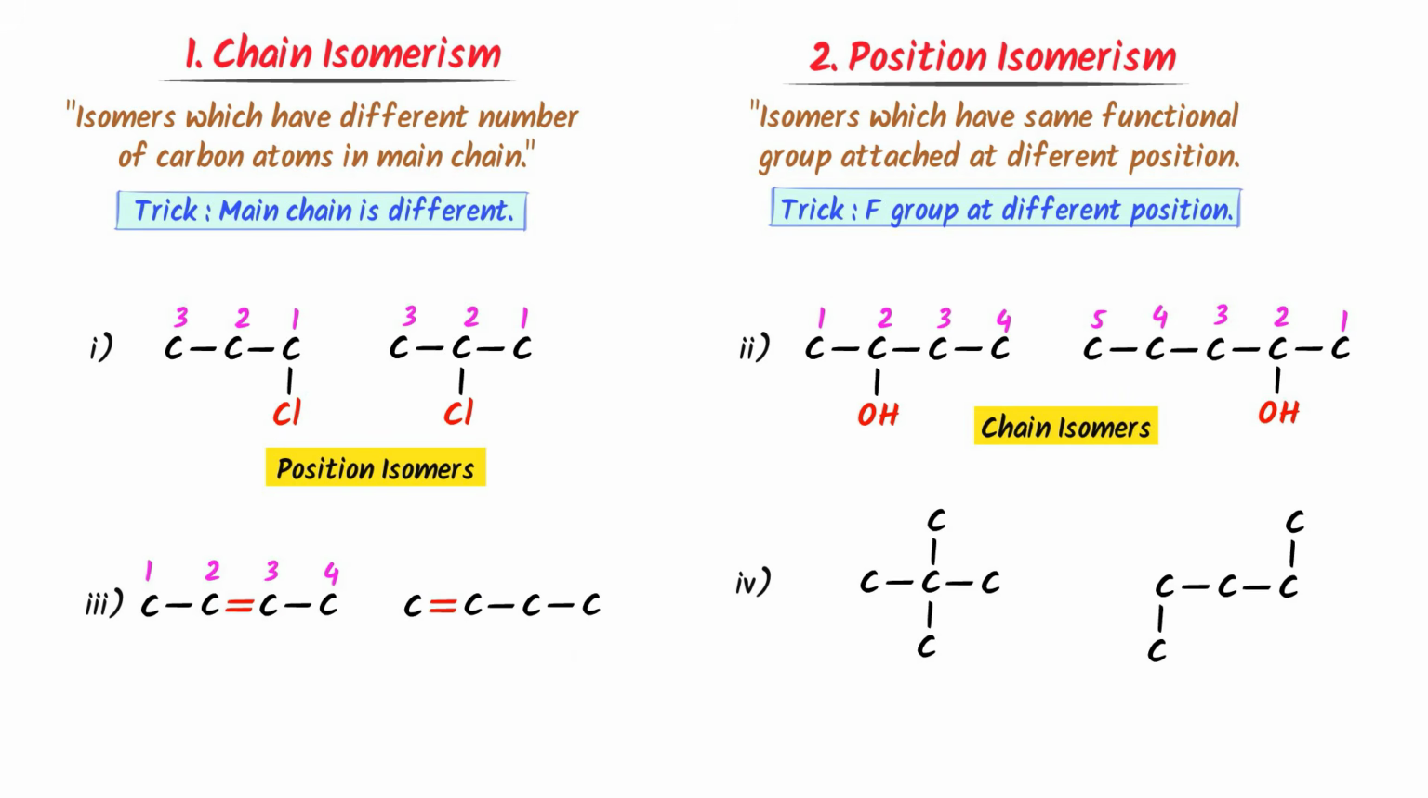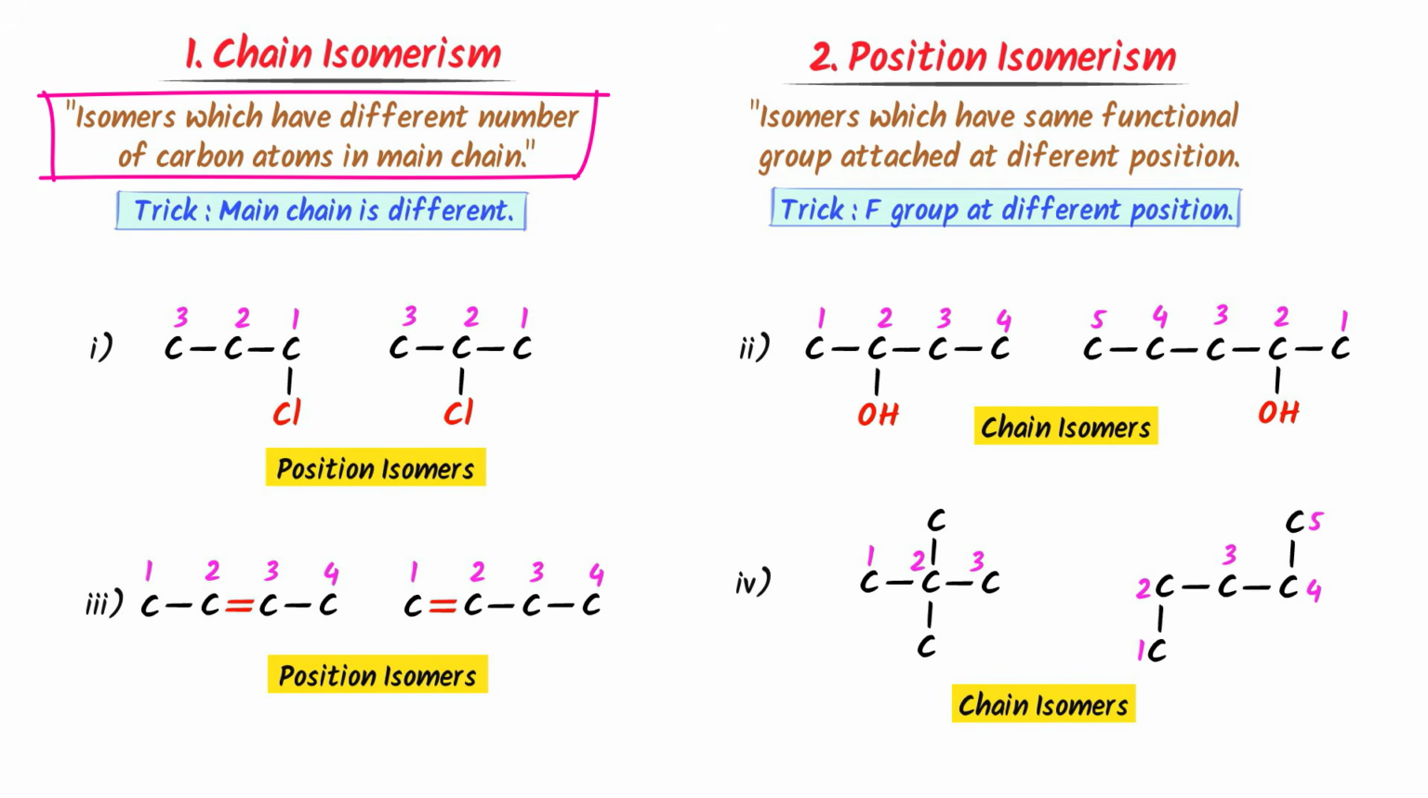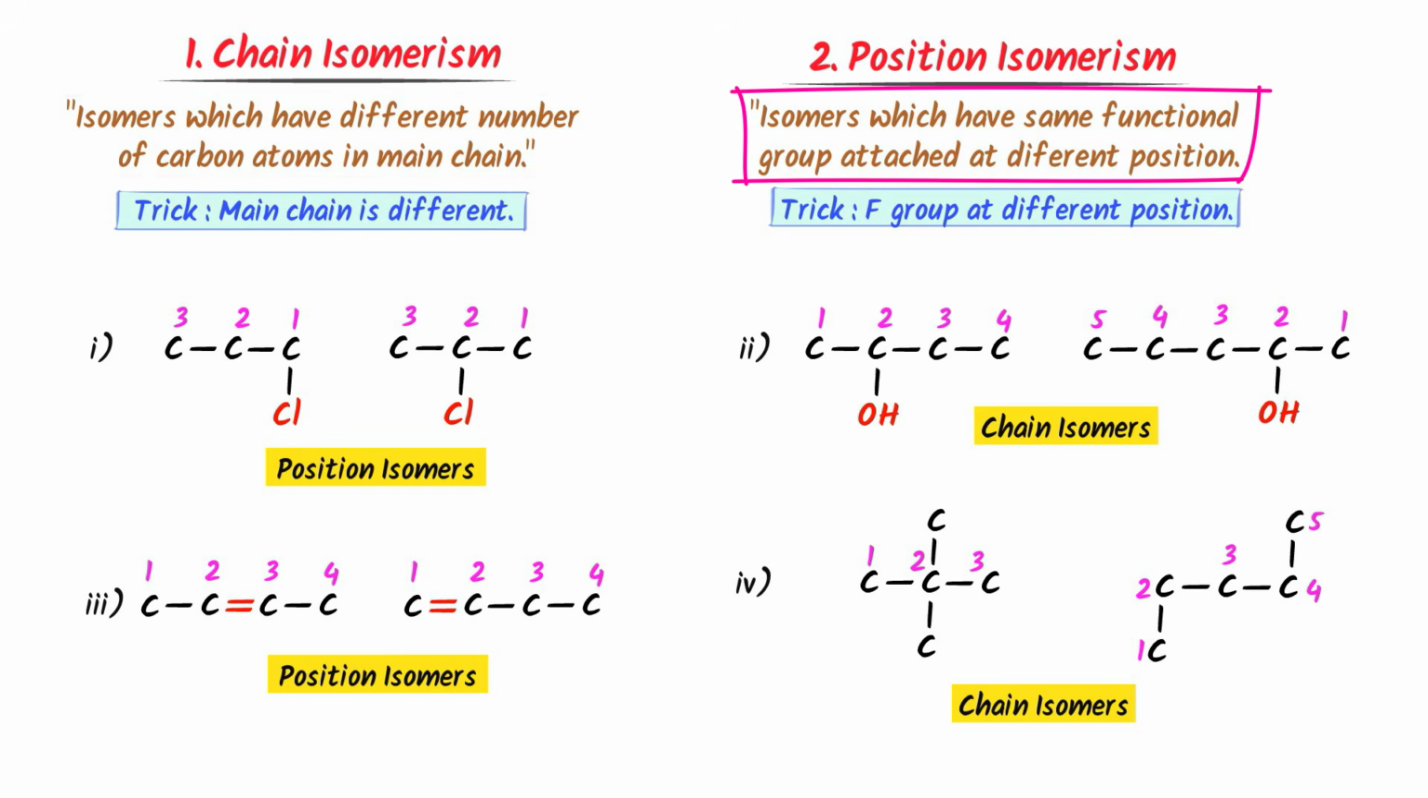Thirdly, the double bond is present at the second carbon, while here the double bond is present at the first carbon. So they are position isomers. Fifthly, the main chain has 1, 2, 3 carbon atoms, while here 1, 2, 3, 4, 5. There are 5 carbon atoms, so they are chain isomers. Therefore, remember that chain isomers have a different number of carbon atoms in the main chain, while position isomers have the same functional group bonded at different positions in the same carbon chain.